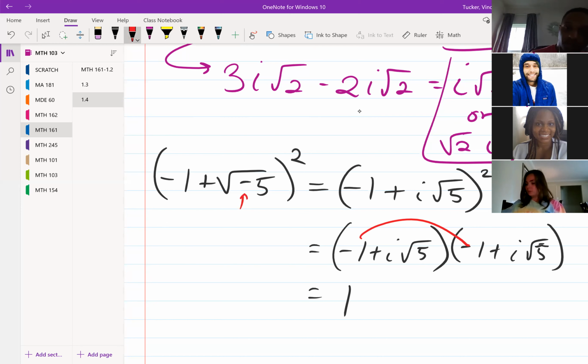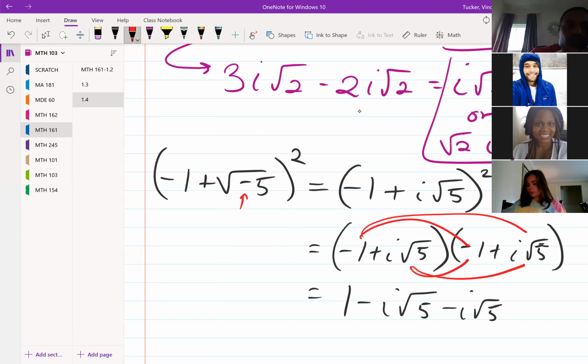+1. -1 times i square root of 5 will be -i square root of 5. Next result, -i square root of 5. And then make sure you're careful here. That is i squared square root of 25. So i times i gives you i squared, then the square root of 5 times the square root of 5. You multiply what's under the radicals. 5 times 5 gives you that 25.